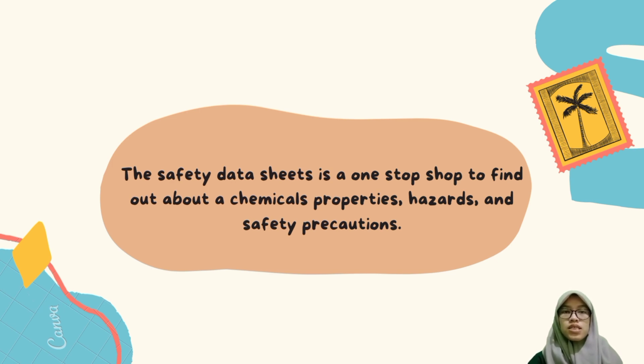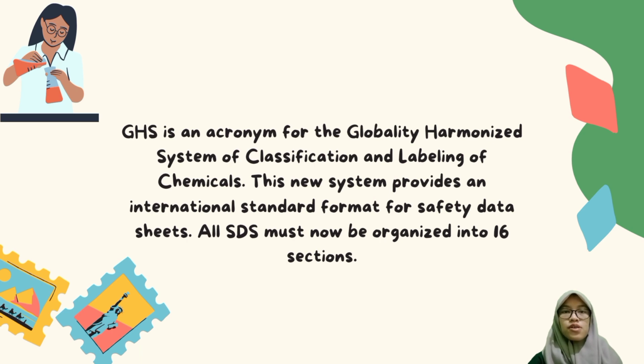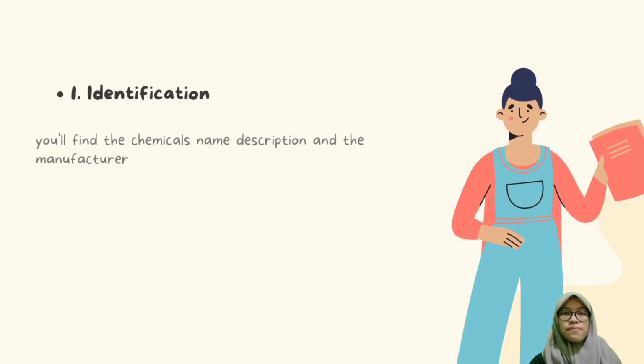Know the location of the safety datasheets in your lab and review them before working with a chemical for the first time. GHS is an acronym for the Globally Harmonized System of Classification and Labeling of Chemicals. This new system provides an international standard format for safety datasheets. All SDS must now be organized into 16 sections.